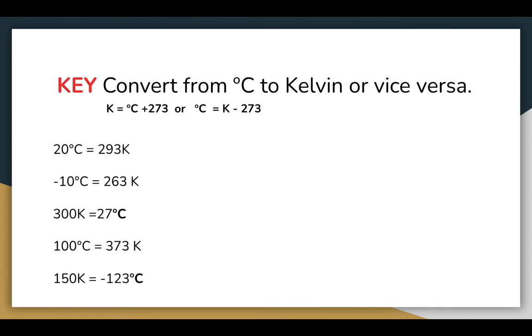So here's the key. 20 degrees Celsius is just the Celsius plus 273. Minus 10 degrees Celsius is 263 Kelvin. Now 300 Kelvin, you have to subtract 273 from it. That's going to give you 27 degrees C. 100 degrees Celsius is 373, we're adding. And 150 Kelvin, we're going to have to subtract 273, and that's going to give us a very cold temperature of negative 123 degrees Celsius.